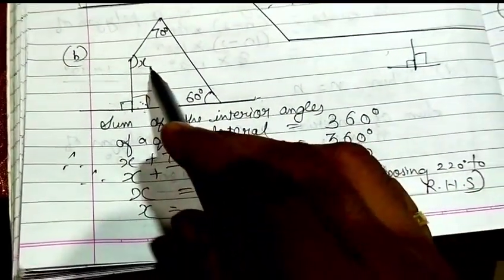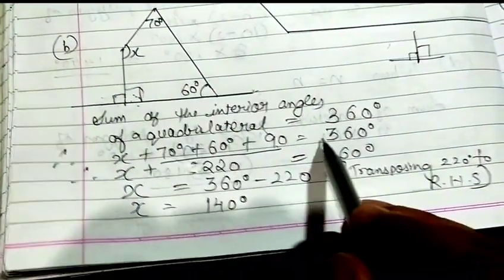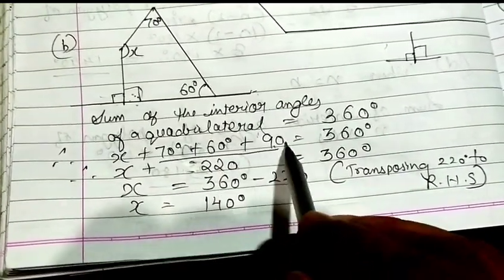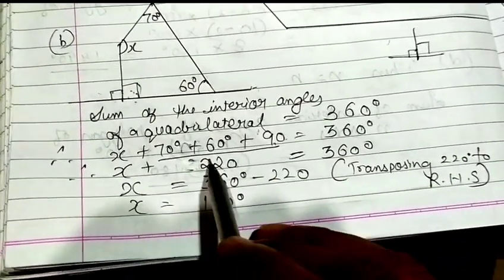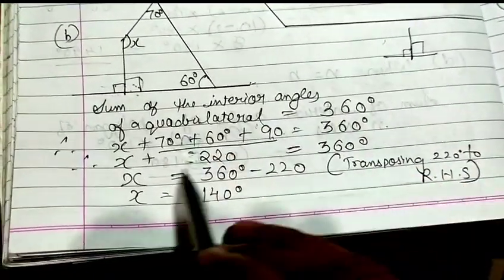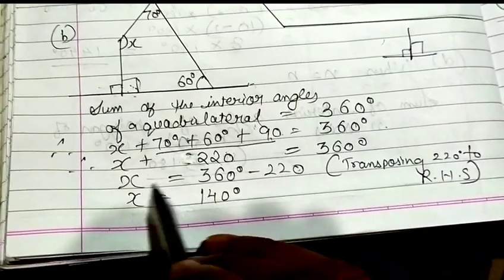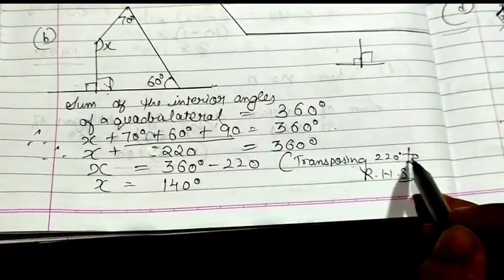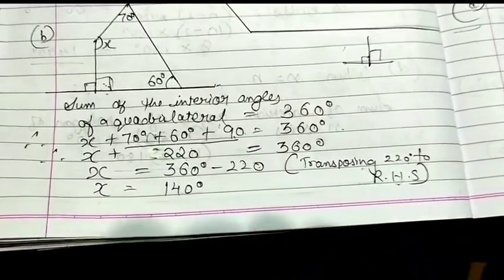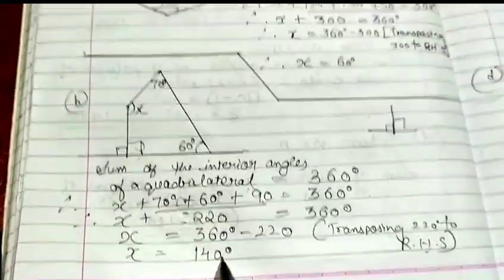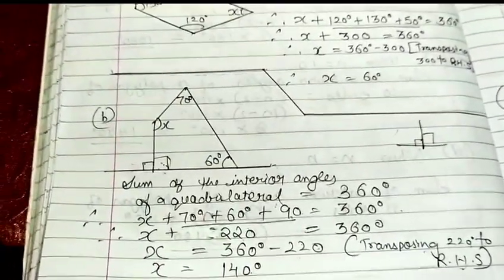Now what is left? This x is left. Now make a sum of whatever angles are given, that is 70 plus 60 plus 90 gives 220. That is x plus 220 equals 360. Now take this 220 toward your right. So it will become negative. So x equals 360 minus 220. Write down transposing 220 to RHS. Now 360 minus 220 gives 140 degree. Now let us move toward our next sum.